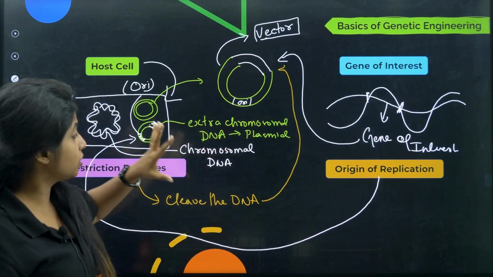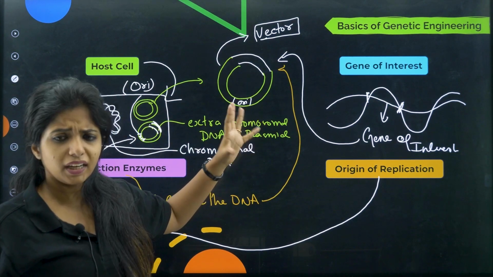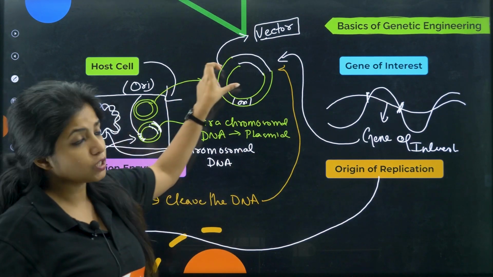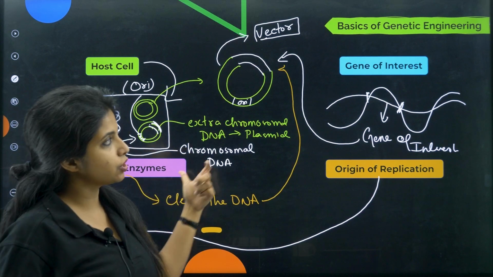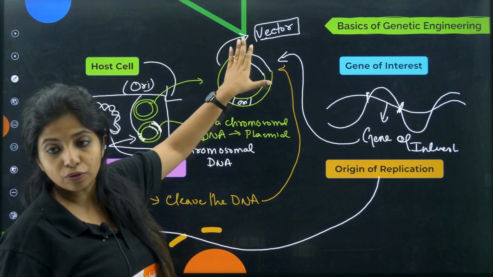Okay, so what I did, children, over here I have the host cell. I took the plasmid out. Anyways, it is not going to hamper any of the things because it is not coding for any proteins. Now I took the plasmid out, I cut it with the help of restriction enzymes over here. Similarly, with the same restriction enzyme, I am going to cut my gene of interest also, and now I am going to take it and put it over here.